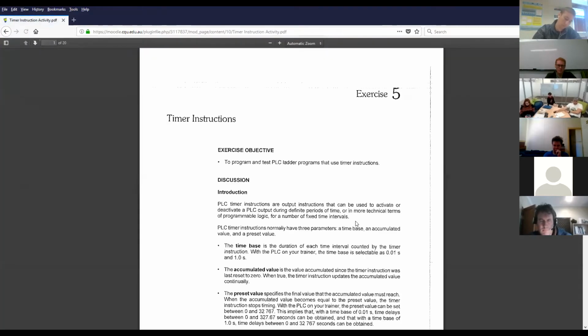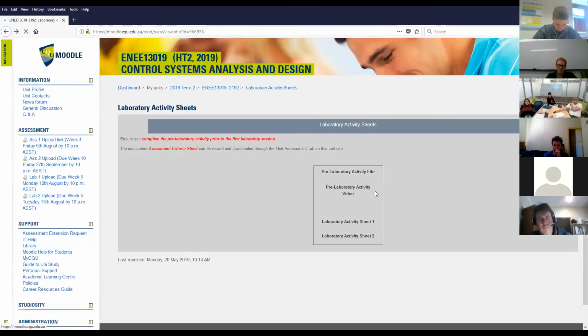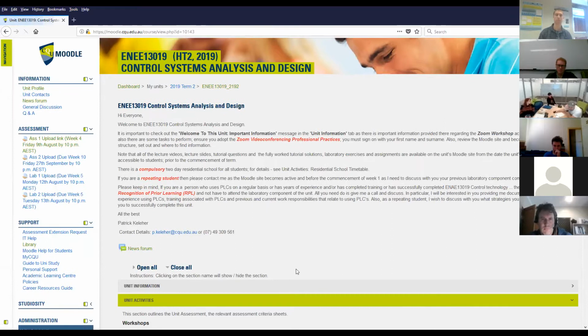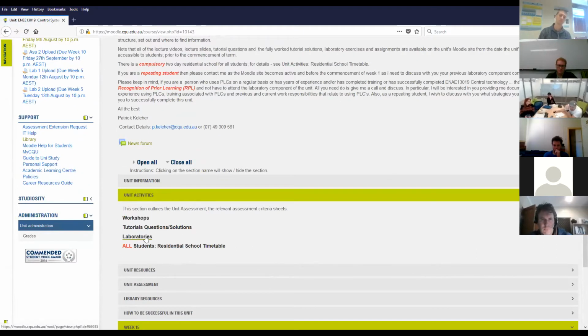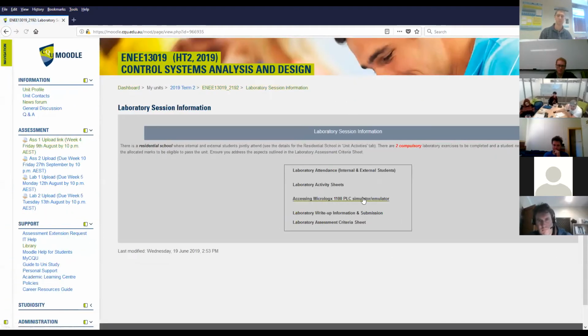So when you go and look at the activity sheets, that's a 20-page document. Just look through. That's what you'll actually be working with when you come into the lab. But the key thing is this pre-lab stuff, getting used to that. And with the emulator, go back a bit. Laboratories. Where's the emulator gone? Oh, there it is.